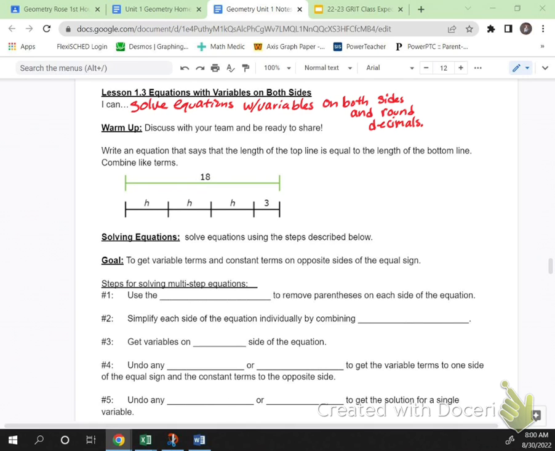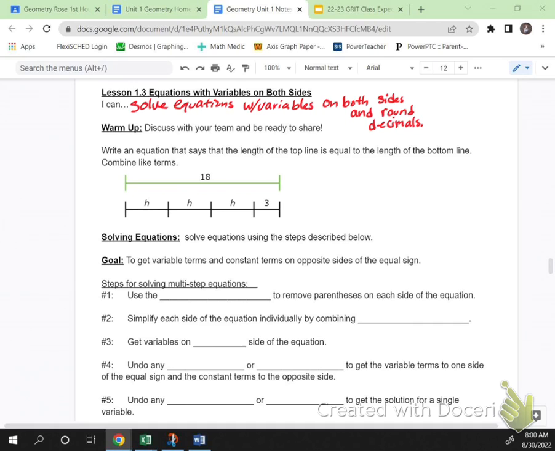I want you to write an equation that says that the length of the top line, the green one up here, is equal to the length of the bottom line. Combine like terms. So again, this green segment equals this segment. See how they line up perfectly? They have the same distance.